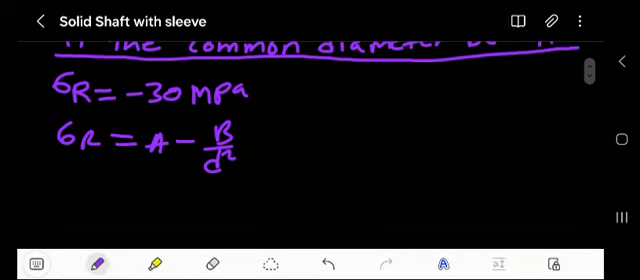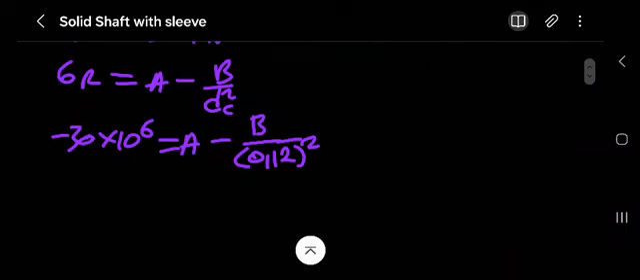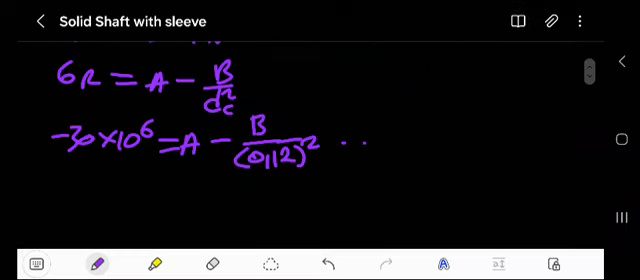Right, this is a common diameter. So our radial we know is negative 30 times 10 to the power of positive 6. Then a we don't know, b we don't know, common diameter we know is 0.12. Then we square this, guys. As we square this is simply, there's nothing we can do, we'll call it equation 1.